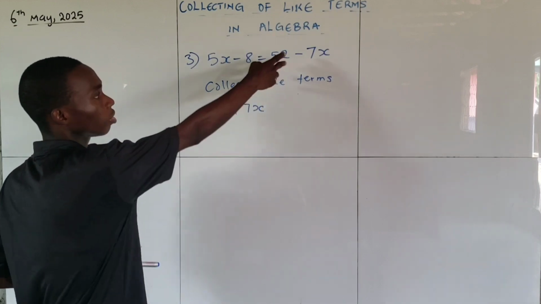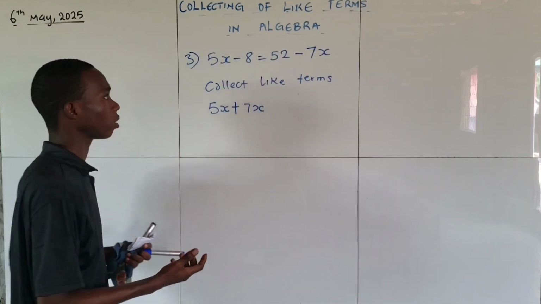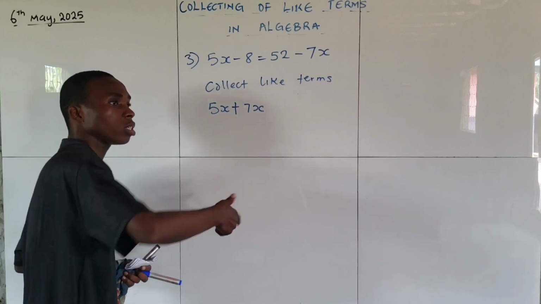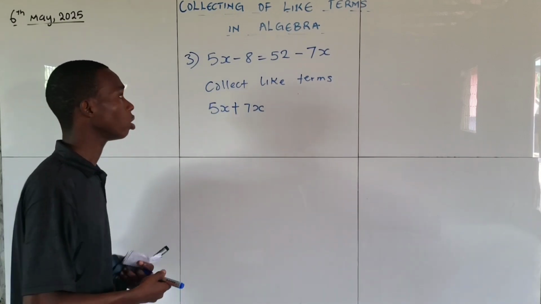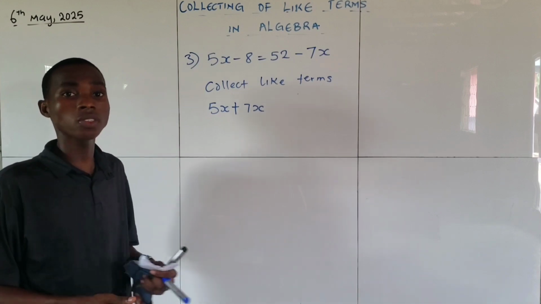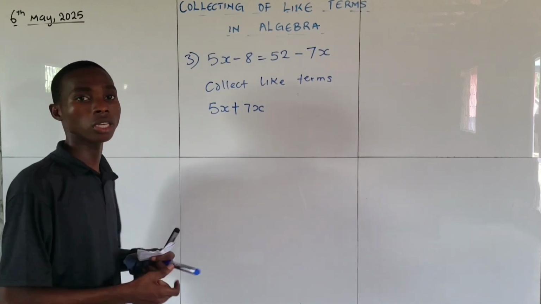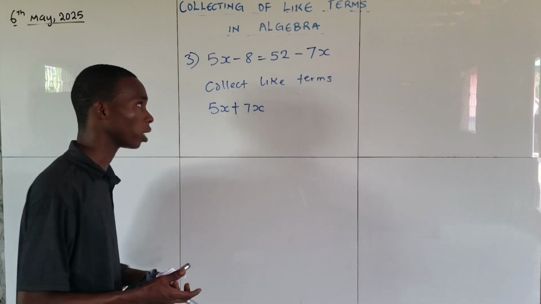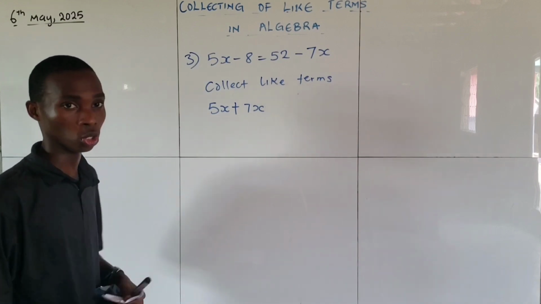Like I told you before, if a number is negative and it is crossing over the equal to sign, it will change to positive. If it is positive and it is crossing over the equal to sign, it will change to negative. I already explained that in my algebraic expression video, the introduction to it.